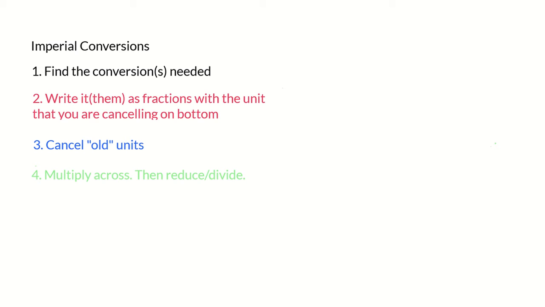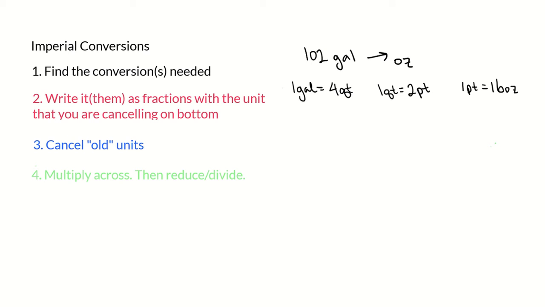Now let's try converting 102 gallons to ounces, and this is fluid ounces. There's also weight ounces, but since we're working with volume, if we have gallons, this is fluid ounces. So the conversions we need are that 1 gallon is equal to 4 quarts. And then we're going to convert from quarts into pints. So 1 quart is equal to 2 pints. And 1 pint is equal to 16 ounces. So that's how we're going to get from gallons to ounces. We have to take those steps.